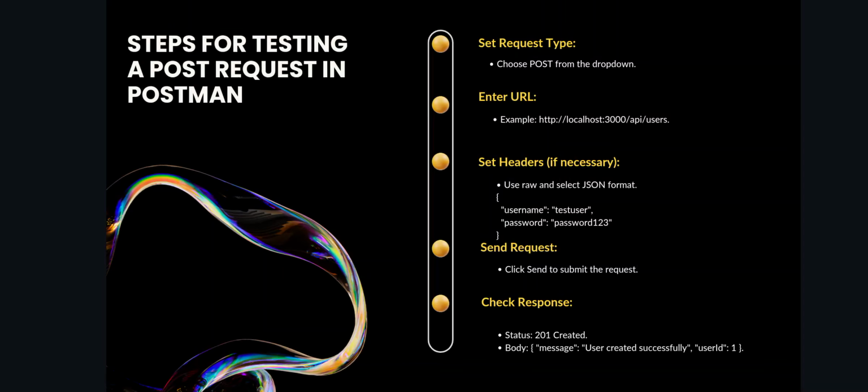This is the step for testing a request in Postman. First set the request type, choose POST from the drop-down, enter the URL, and set headers if you want. After sending the request you get the response, so you can check the response.